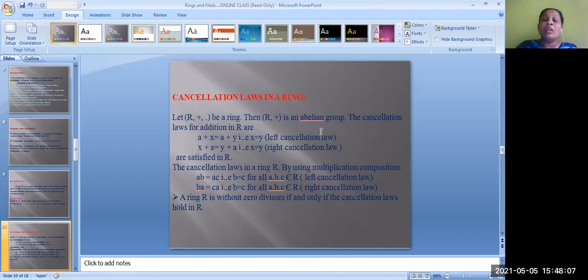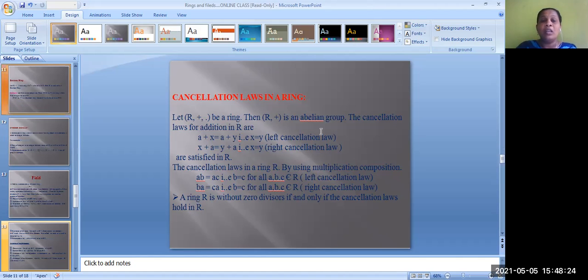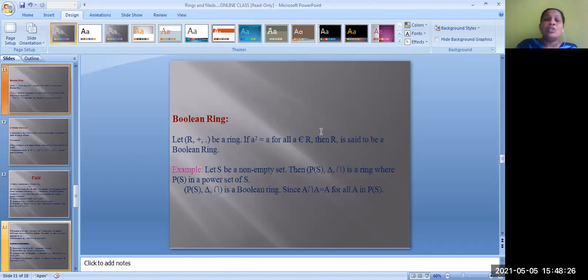Okay. So here one note: a ring R is without zero divisors if and only if the cancellation law holds in R. So these are the conditions of cancellation. We have two properties, two conditions, left cancellation law and right cancellation law. So we are going to discuss Boolean ring.